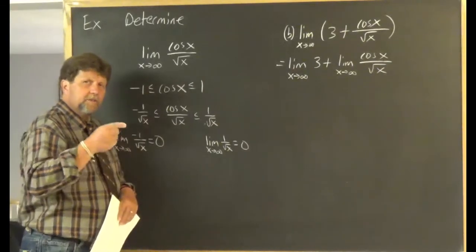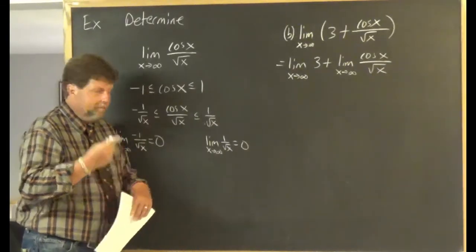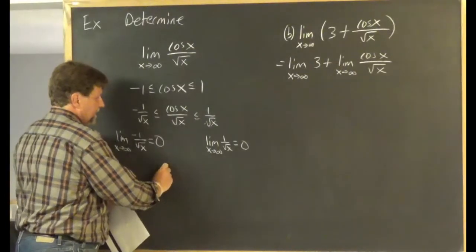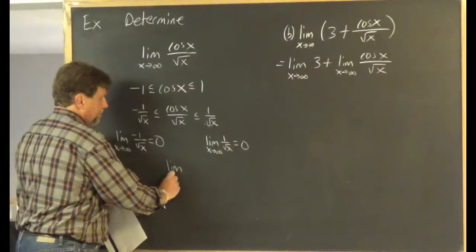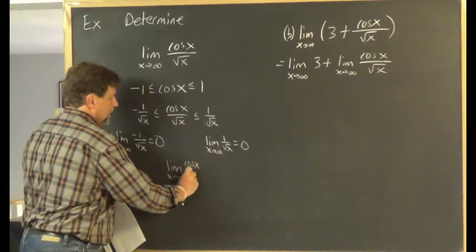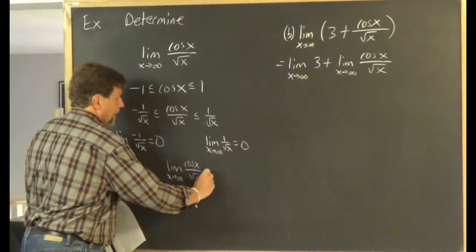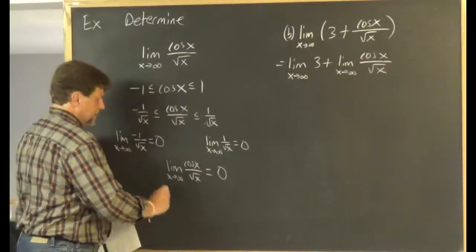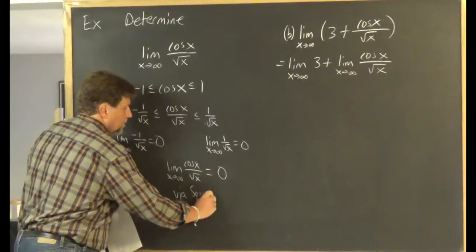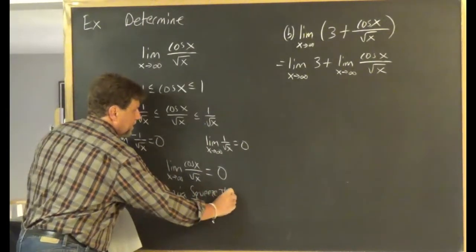So thanks to the squeeze theorem, I told you it would keep popping up, the squeeze theorem tells us that the limit as x approaches infinity of cosine x over square root x is also 0, and that's thanks to the squeeze theorem.